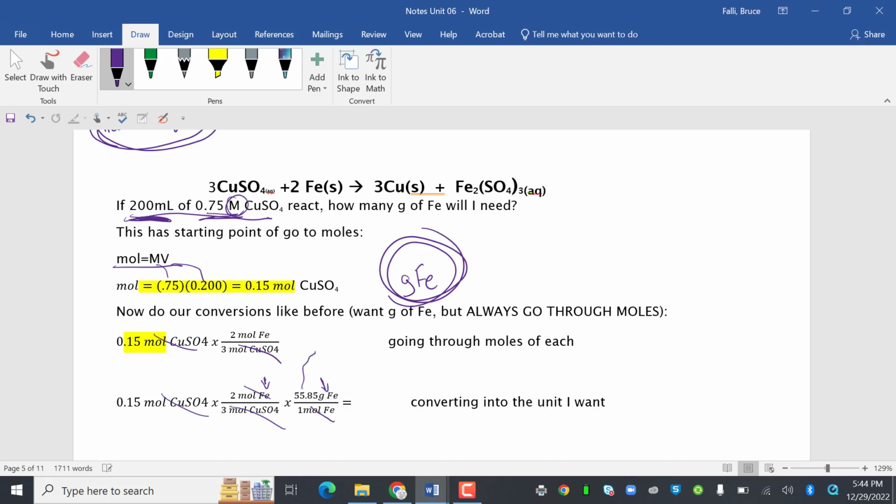But where did this number come from? This number came from the periodic table, right? So now I've got to bust out my calculator again. 0.15 times 2 divided by 3 times 55.85 is 5.59 grams of Fe.